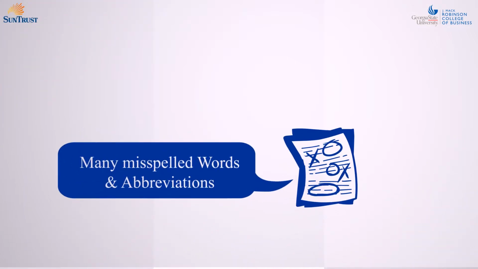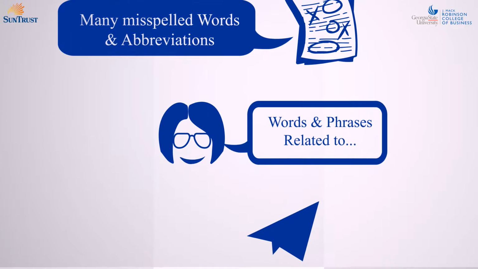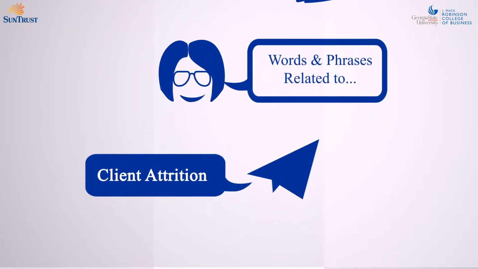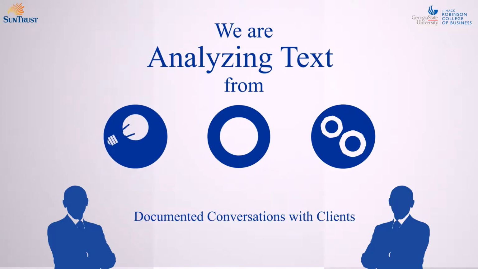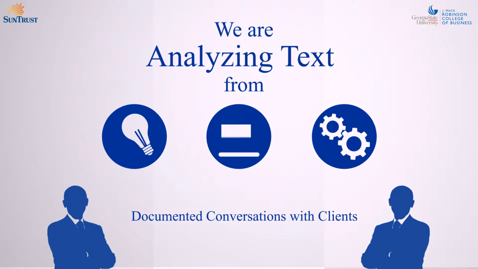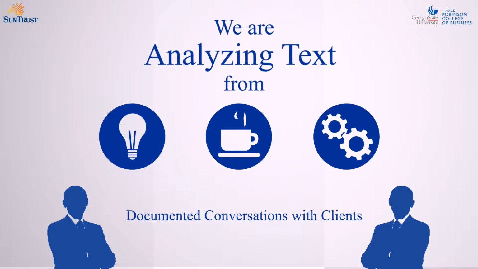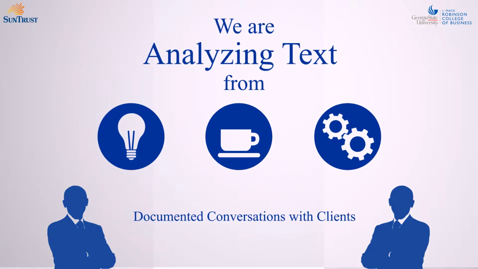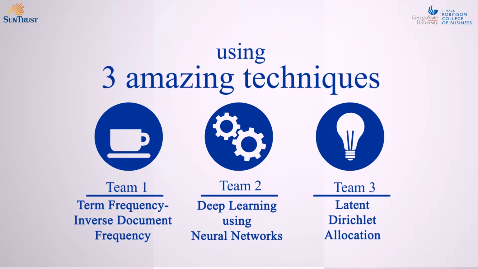We also encountered inconsistent text in the conversations and several thousand abbreviated words, and identified several specific words and phrases related to client attrition. We specifically focused on analyzing textual content from documented conversations. The three primary approaches that drive our analysis are term frequency inverse document frequency, deep learning using neural networks, and latent Dirichlet allocation.